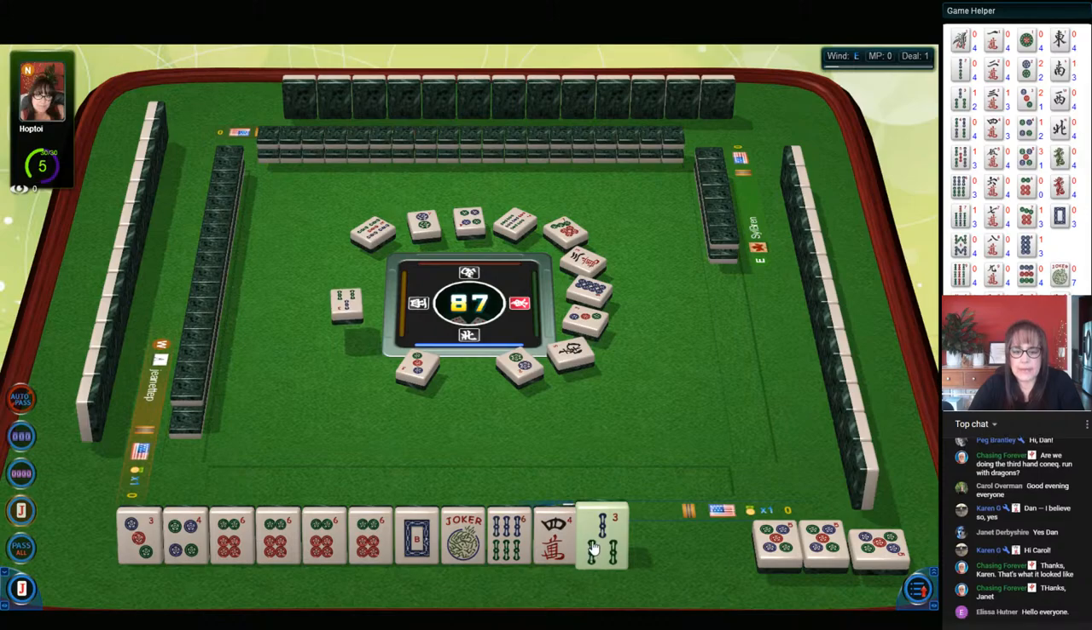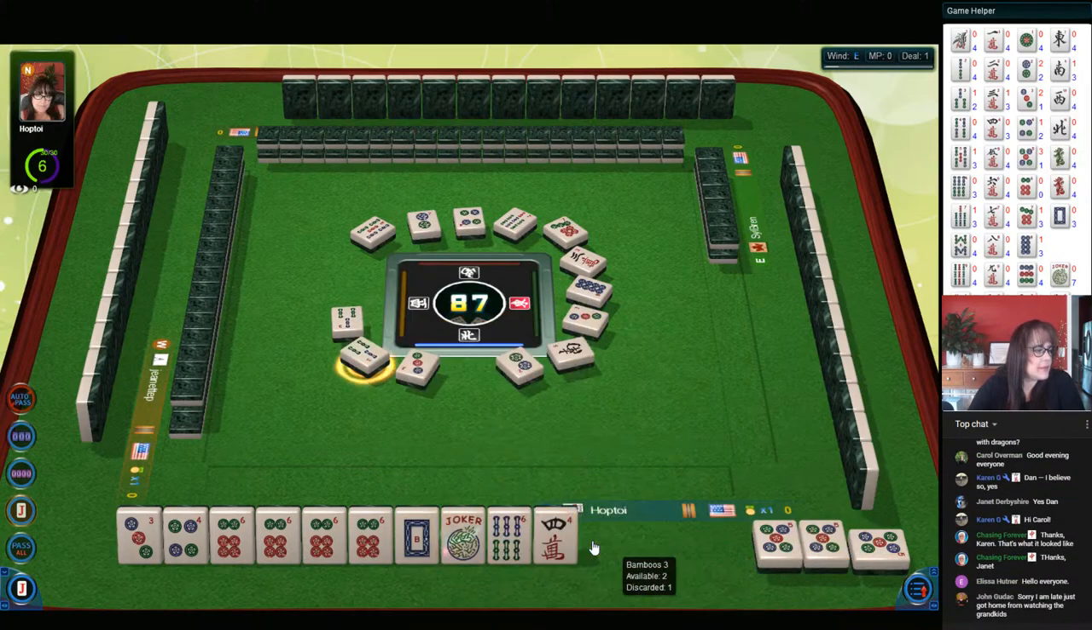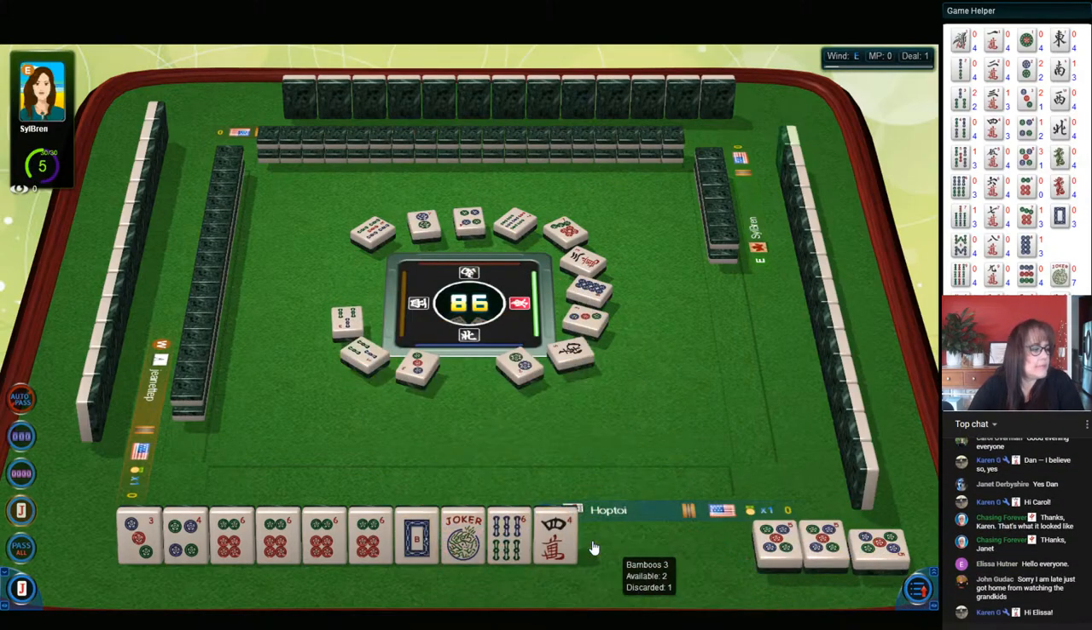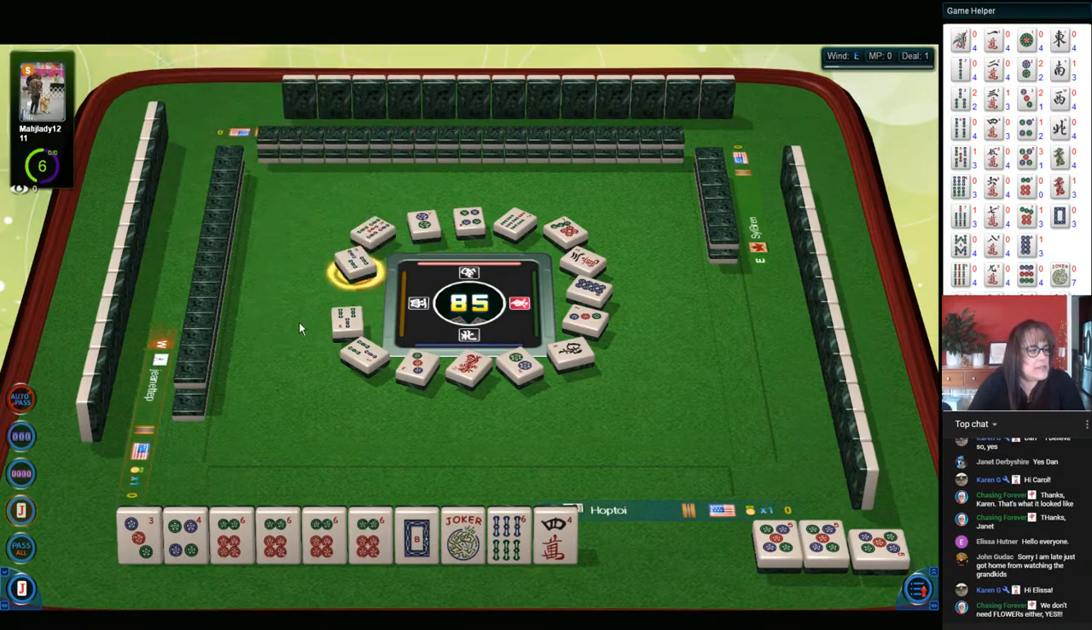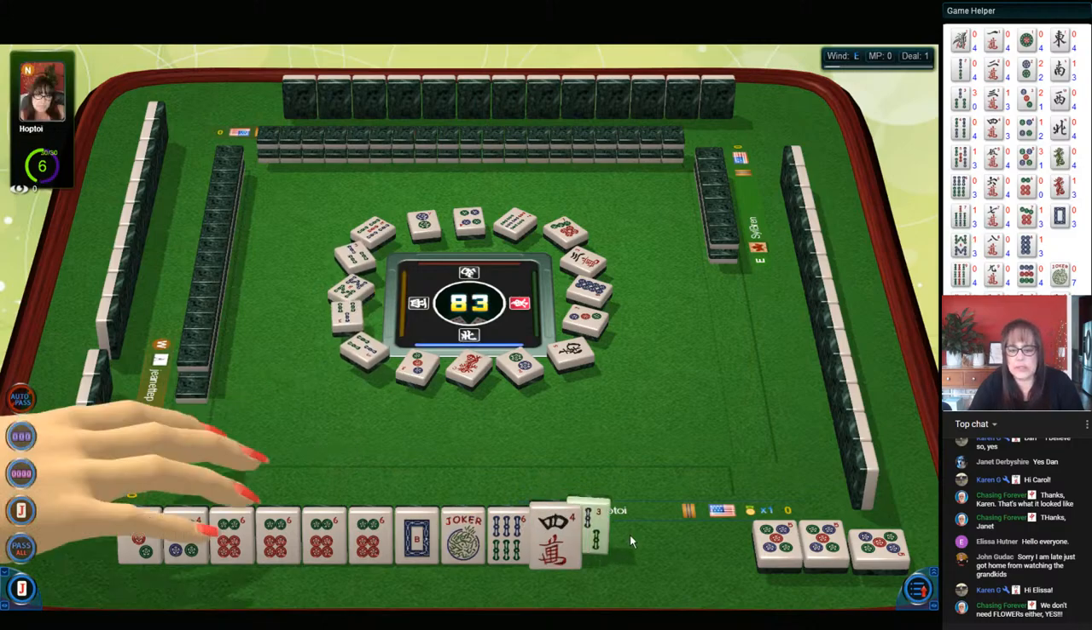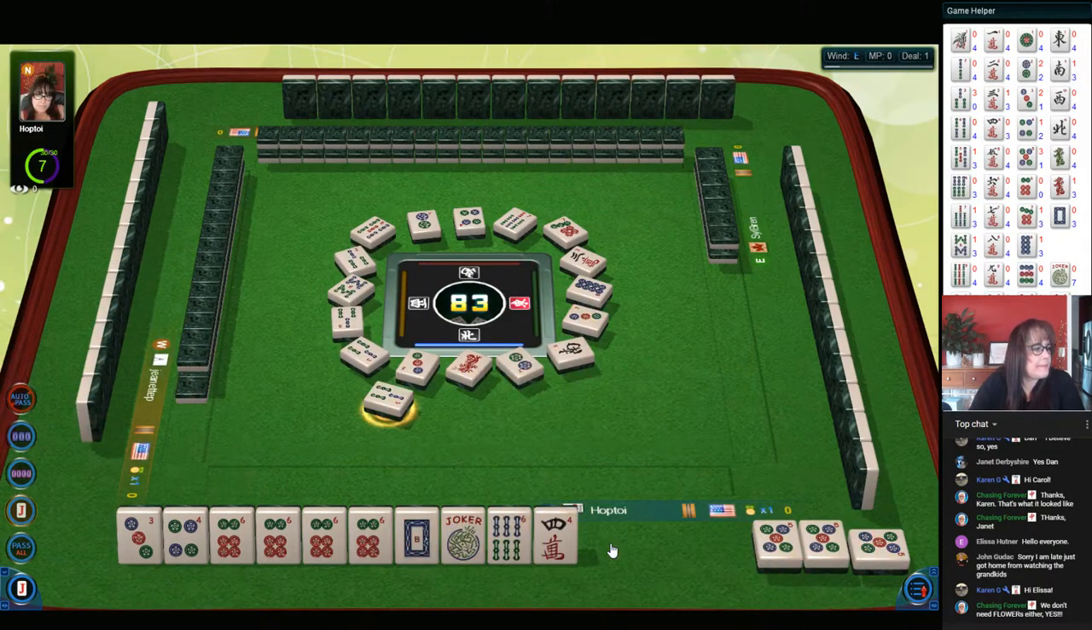3 bamboos. That's okay, John. We just got started with some technical difficulties, but we're okay now. Let me just double check here. Double check. 8 bamboos. I think we're good. 3 bamboos.